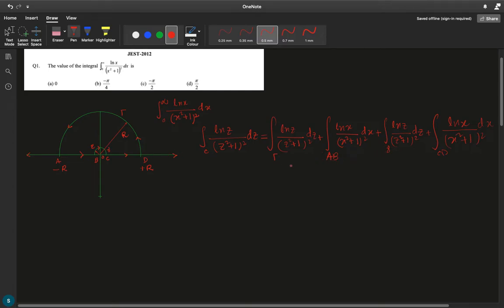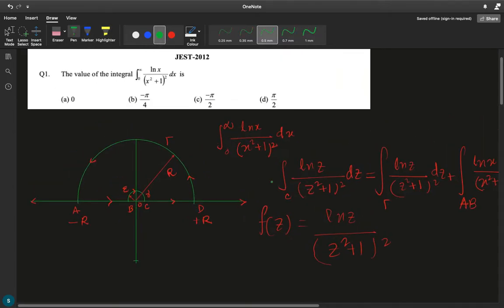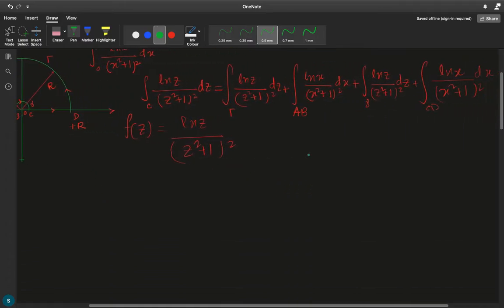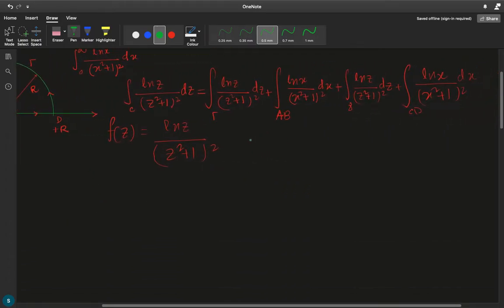But before that, we need to find the residue using the Cauchy residue theorem. We can see that this function f(z) is ln z by (z square plus 1) whole square. This function has a pole of order 2, so pole of order 2.